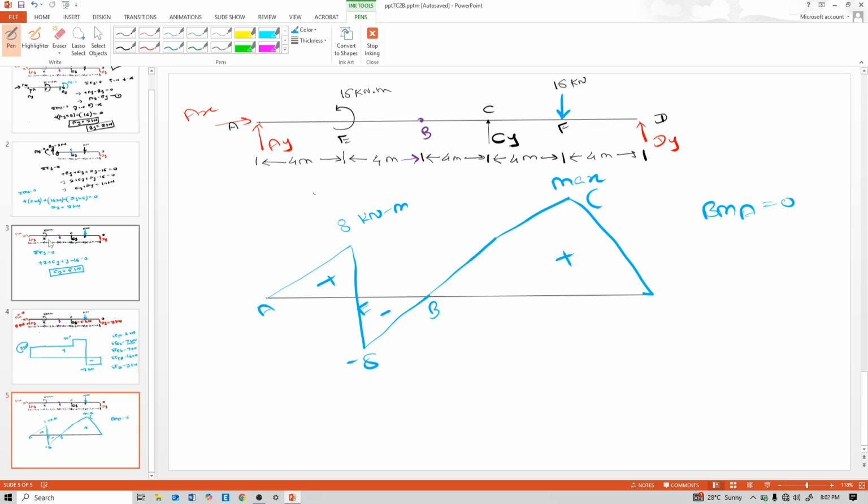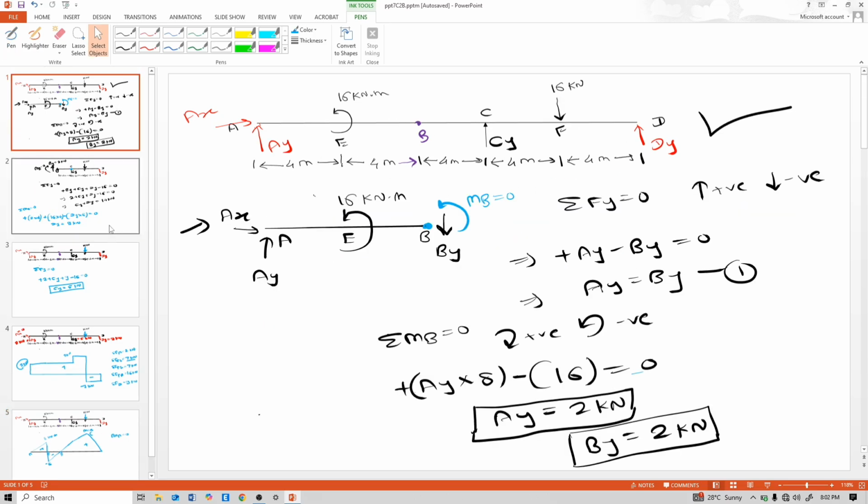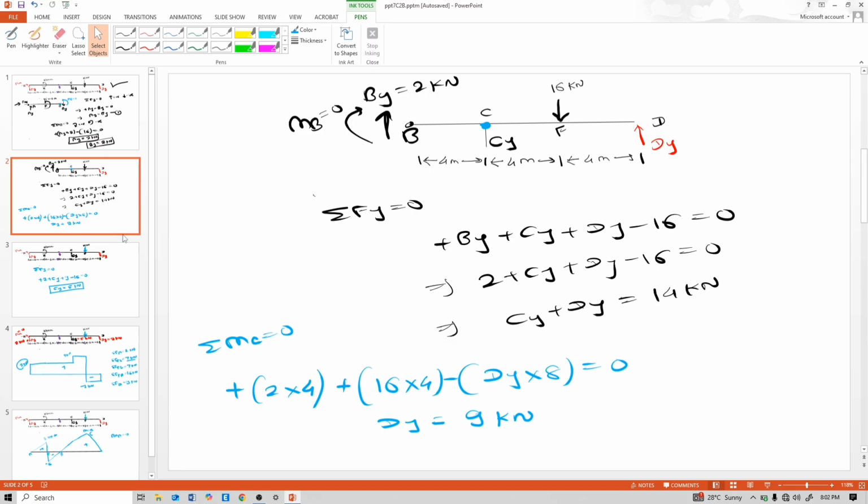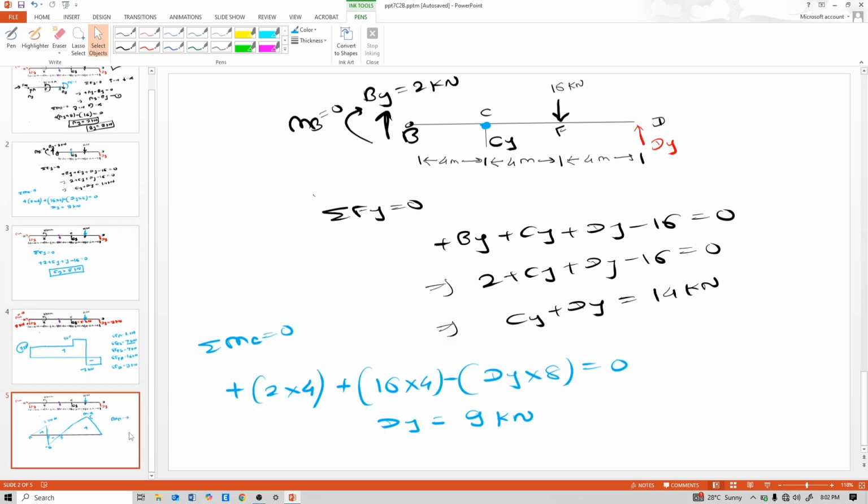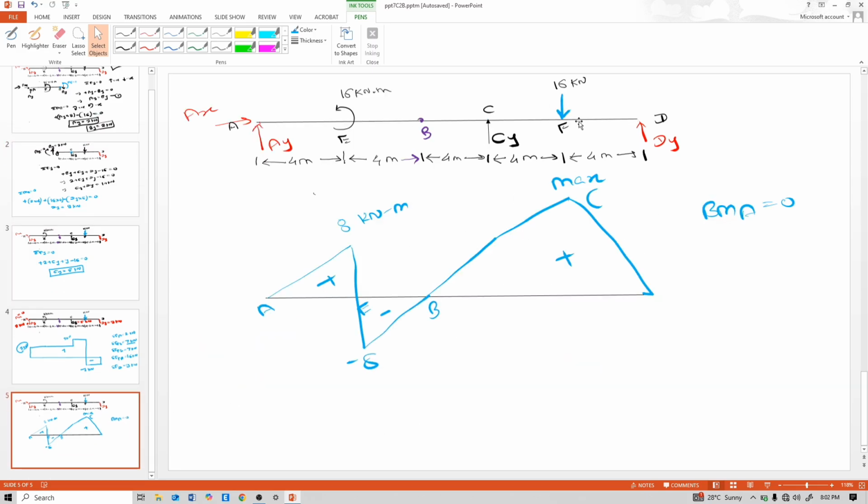And what is the value of moment here? See this Dy. This Dy is 9 kilonewton. And this Dy is anti-clockwise to that point F. So minus 9 into 4, it is 36. And when we count moment or shear from right hand side, then change sign. So this is positive 36 kilonewton meter. Unit is kilonewton meter.